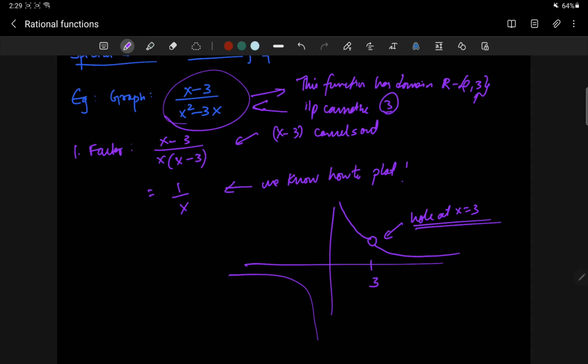So even though we cancel the x minus 3 term, because the original form of the function has that, we have to be careful about it because it means that 3 cannot be an input. In the simplified version of the function, 3 can be an input, but that's not what the original function was. And that's why, while we can do the cancellation and draw 1 over x because we know how that looks, we still have to introduce the hole at x equals 3 to preserve the information about the original function, which is that the original function cannot have 3 as an input.